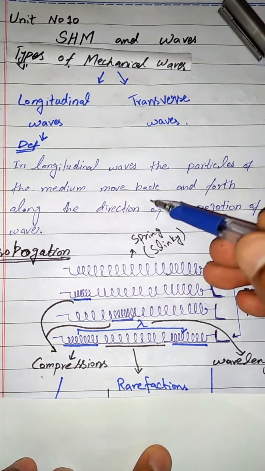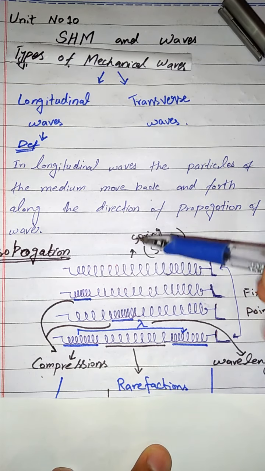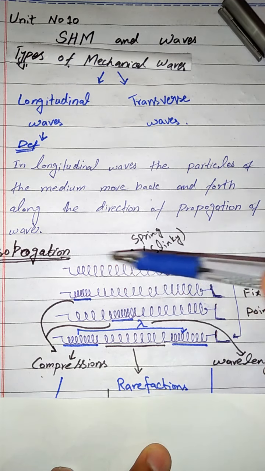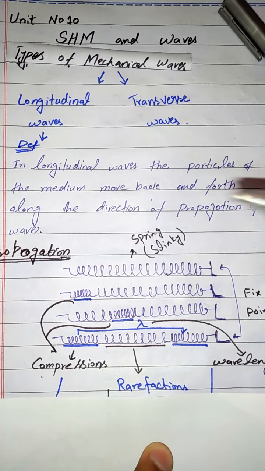So first we will explain the longitudinal waves, and first I will tell you the definition of longitudinal waves. In longitudinal waves, the particles of the medium move back and forth along the direction of propagation of the wave. This is the definition. Longitudinal waves can be produced by a slinky, or you can say a spring, placed on a smooth floor or a long bench. So here is the definition of longitudinal waves, and now we will read about the propagation of longitudinal waves.